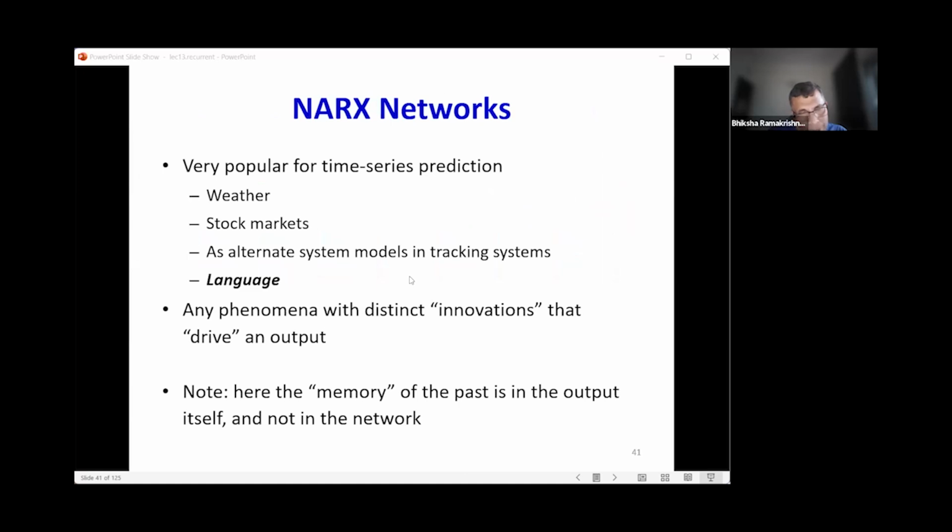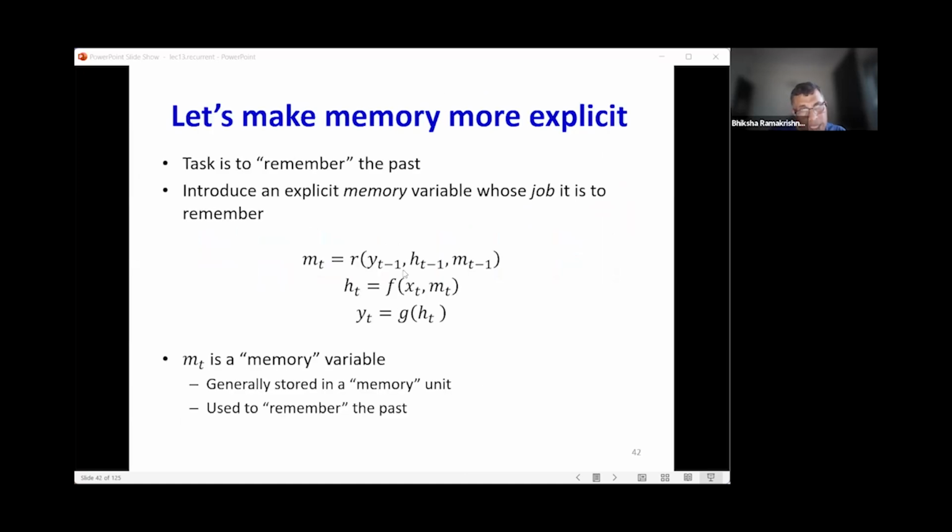Anyway, going back, what we really want is to be able to remember the past, so we want some variable within the network that keeps track of the past. So an obvious thing to do is to introduce an explicit memory variable whose job it is to remember. And so the memory variable now is going to be some function of the past outputs, the past hidden states, and past memories, because you're always building on memories. The hidden state at any time is now going to be a function of both the current input and what was in memory. And the output itself is going to be a function of the hidden state.